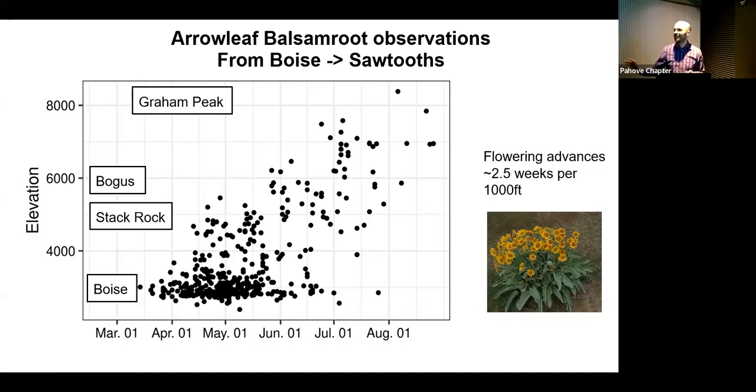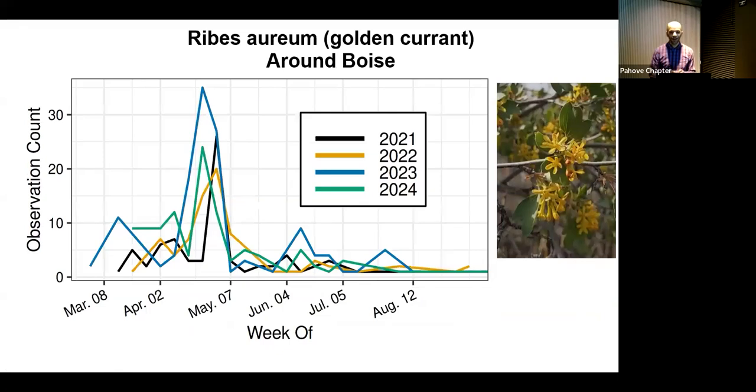So like Carrie mentioned, a lot of my PhD work was on phenology. So there's going to be a lot of phenology stuff going forward, just FYI. One of the other really common ones is Ribes aureum, golden currant. This doesn't have a good elevation profile. It's mostly all along the river, along the green belt here in Boise.